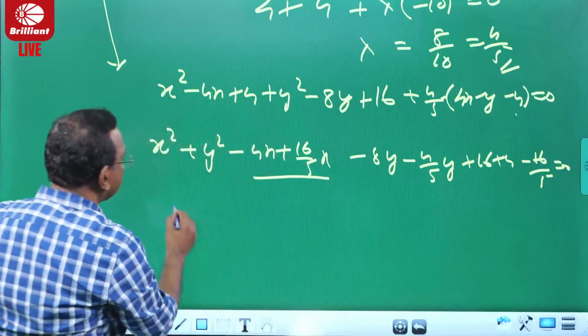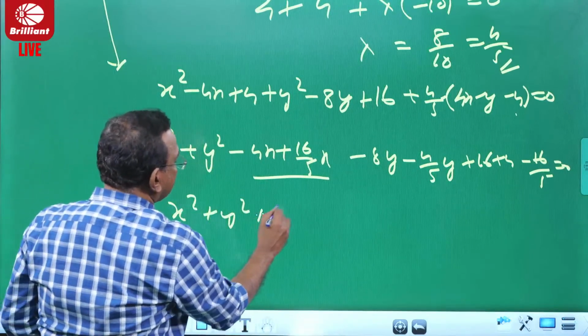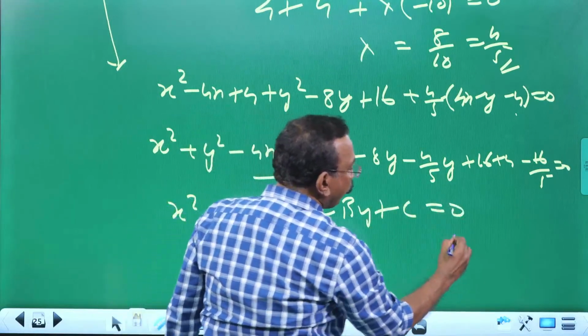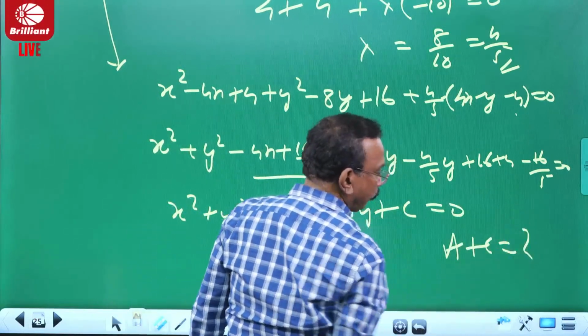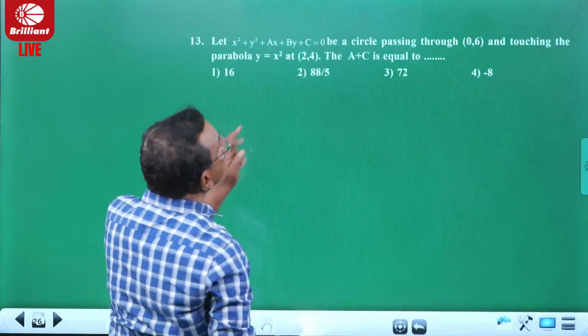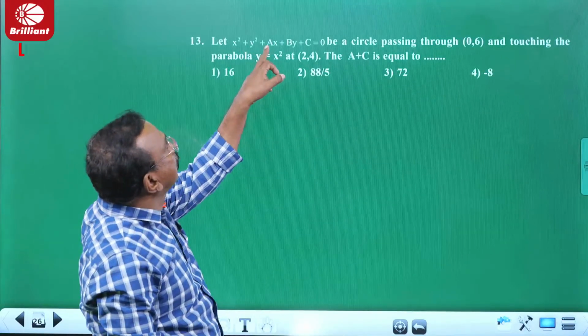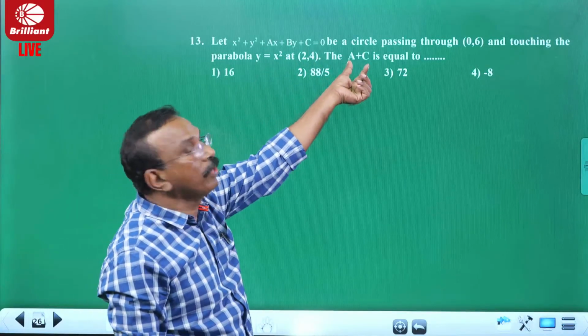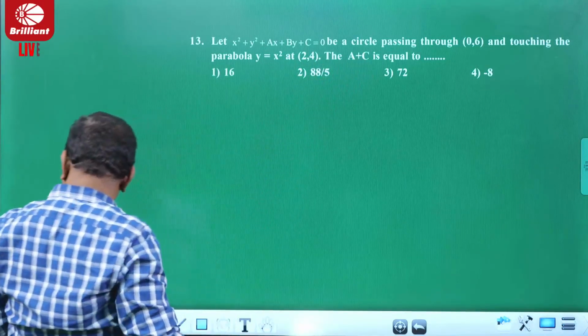Again it is given as x square plus y square plus ax plus by plus c equals 0. What is the value of a plus c? This is our actual question. Look at the question there. You can see x square plus y square plus ax plus by plus c equals 0, and it passes through them. You want to find what is a plus c. So that a plus c we can easily find.